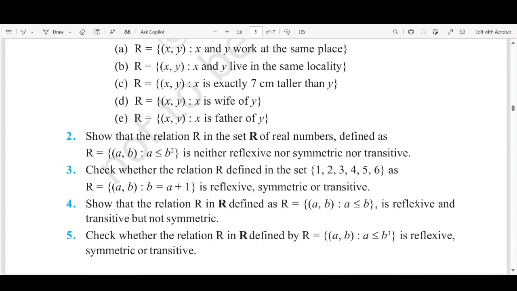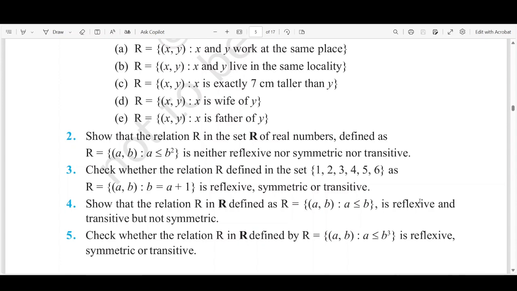C, R equal to the set of all ordered pairs (x, y) such that x is exactly 7 centimeter taller than y. So, if you take only the element x, x cannot be related to itself because x is not exactly 7 centimeter taller than x itself. Therefore, x is not related to x. So, for the question C, the relation R is not reflexive.